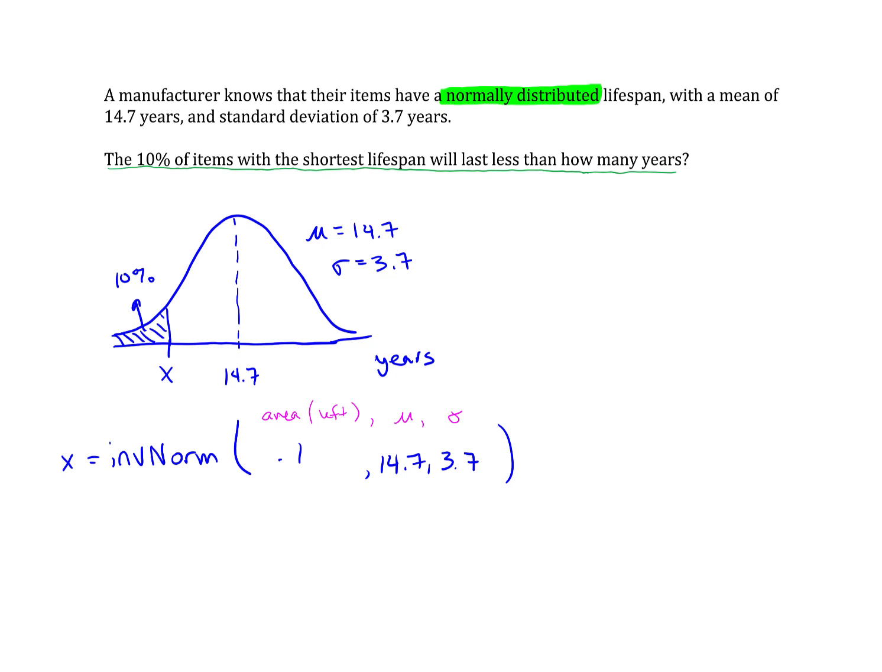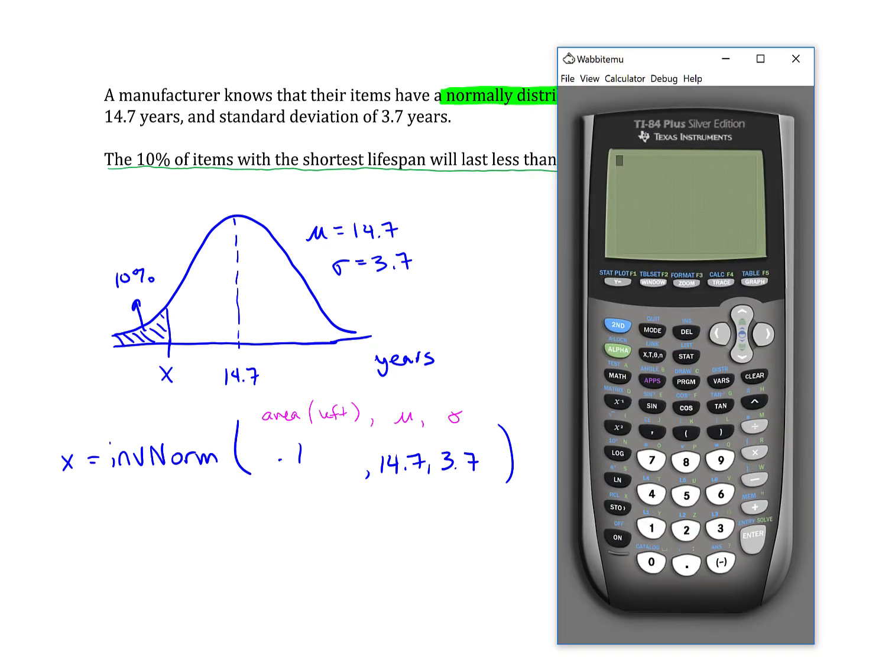So what I will do now is get my calculator, and I will go under the distributions menu, down to inverse norm. The area to the left is 0.1. The mean of the distribution is 14.7. And the standard deviation is 3.7. Now I just simply input these values separated by commas. Press enter, and I come up with a value of 9.958.